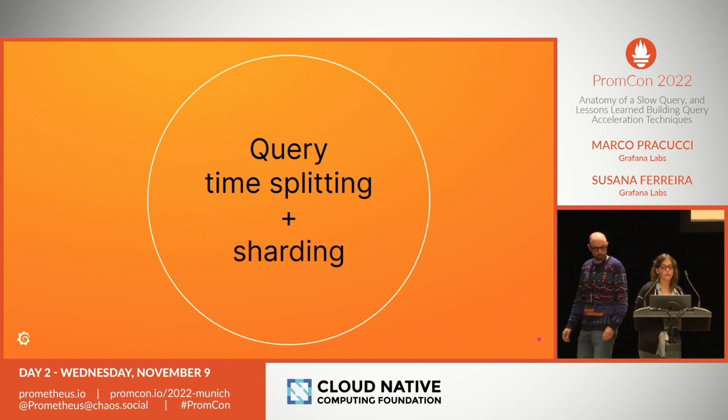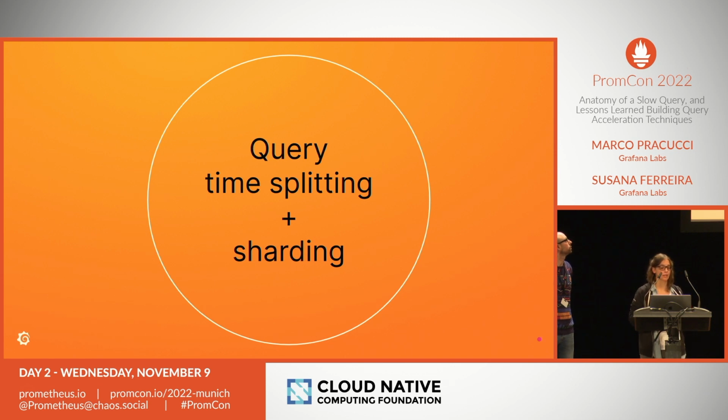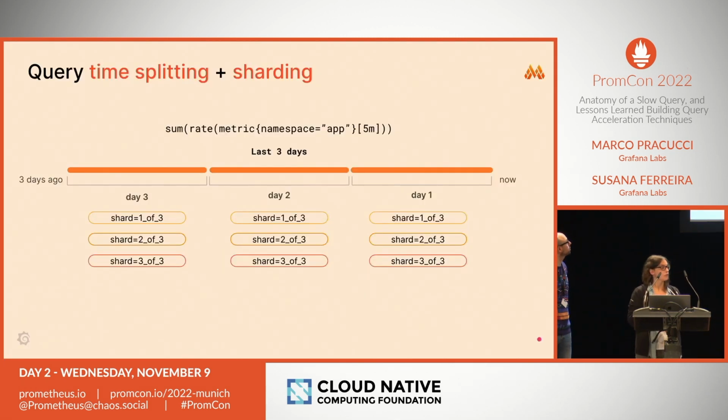So how do query time splitting and query sharding come together? Well, it's actually quite simple. We can combine these two techniques and use them both in instant and range queries. We'll look at the range query example, just for simplicity. So basically, we will first split our query over the range interval of 3 days, into 3 partial queries.